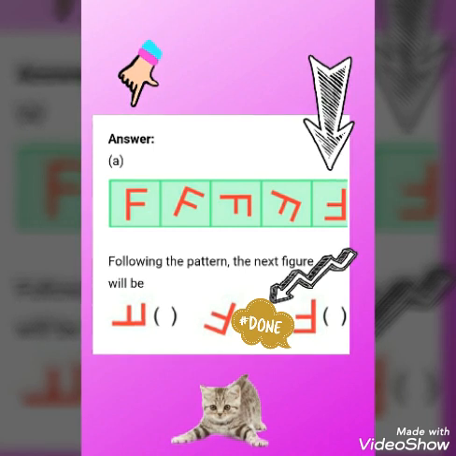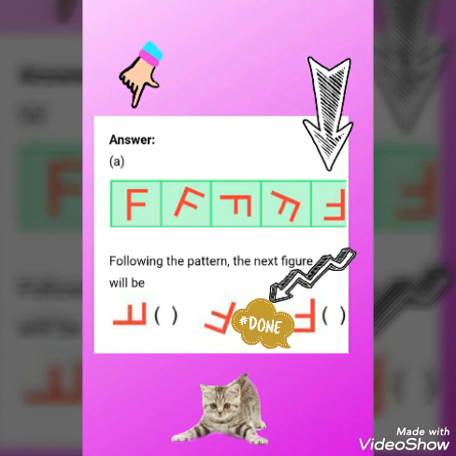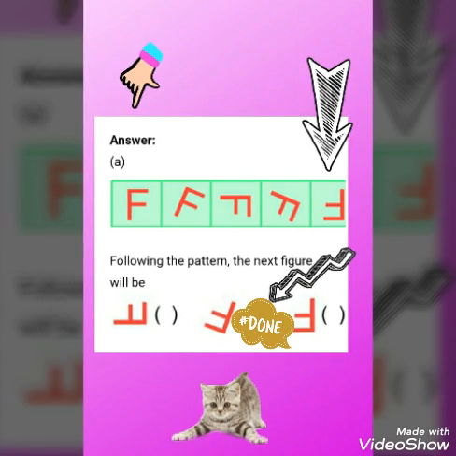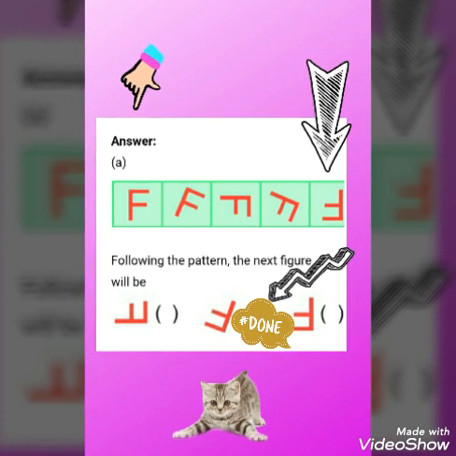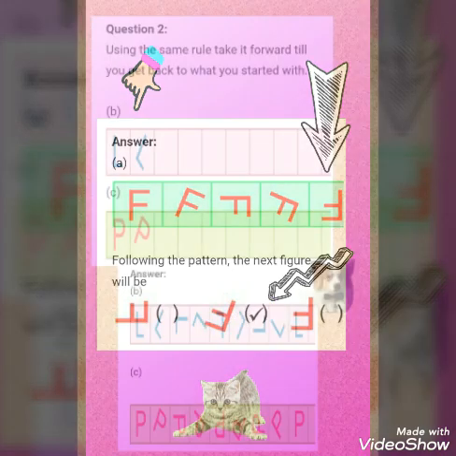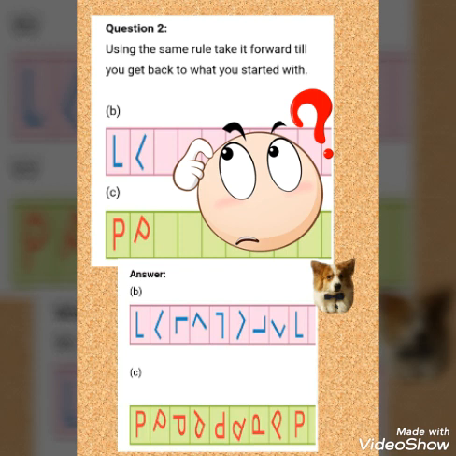Now here is the next answer. Here you had to fill up the 5th box. I already have filled it up, and you can see the F alphabet is there. The letter F you can see first is straight, then tilted, then more tilted, then more tilted, and then it is just downward facing. It is rotating clockwise. Similarly, now question number 2.